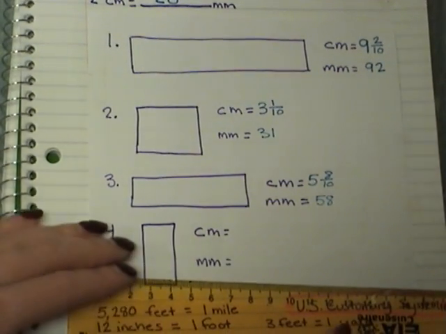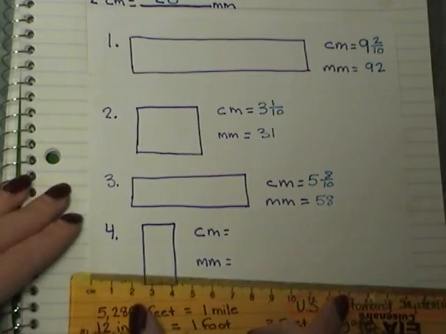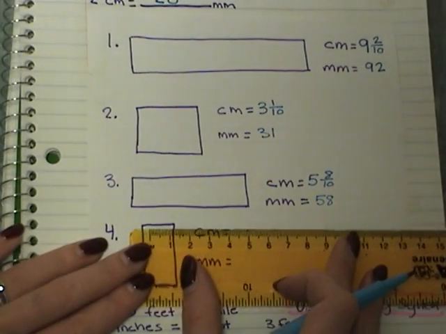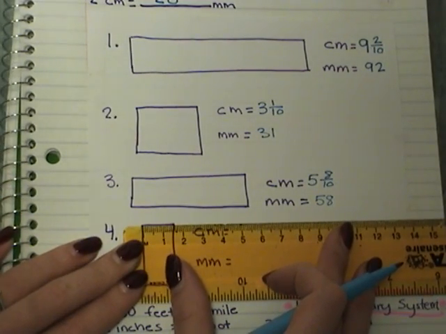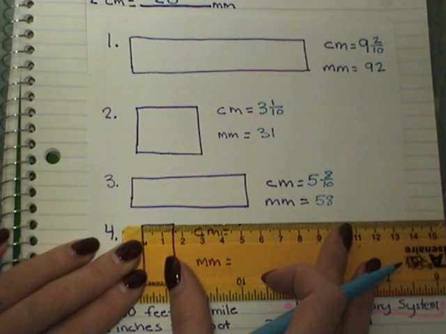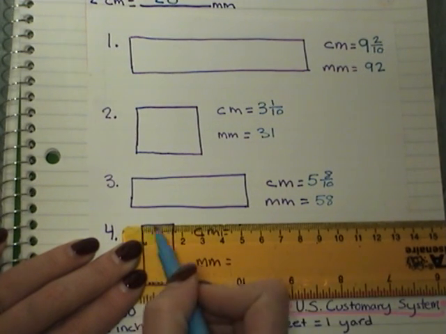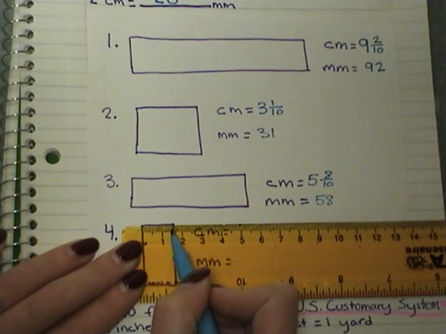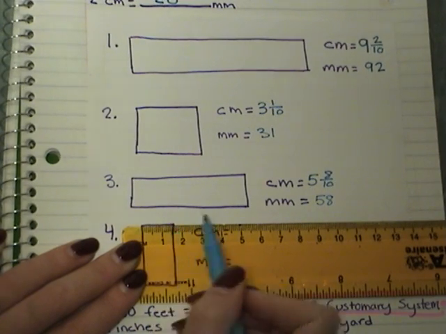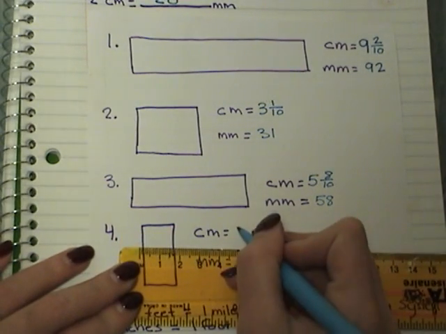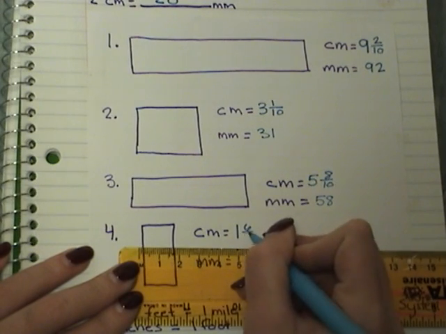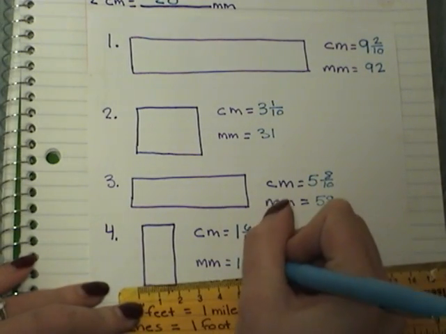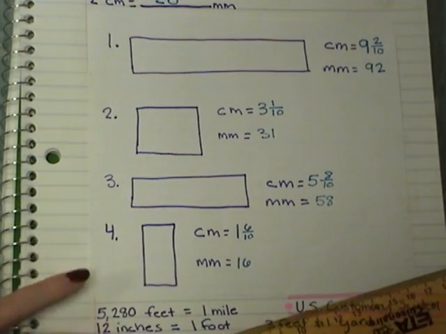All right, and your last one, I'm going to take my ruler and check it out here. Okay, so I have a full 1, and then this is my 5, and I'm 1 more past my 5, so I would have a full 1 and 6/10 of a centimeter, or 16 millimeters.